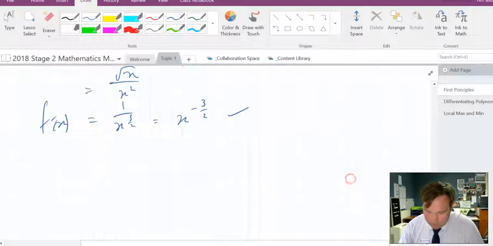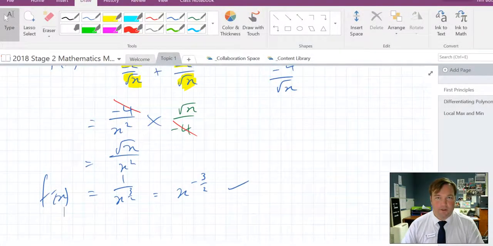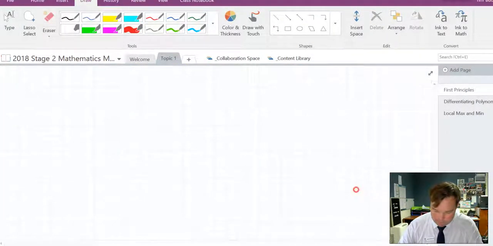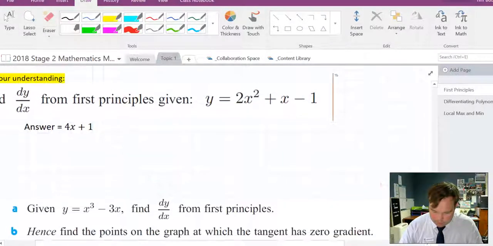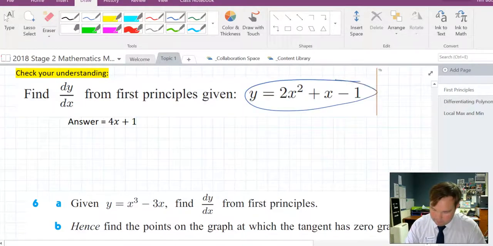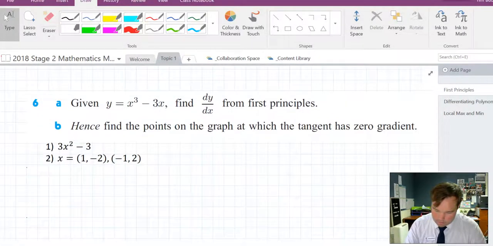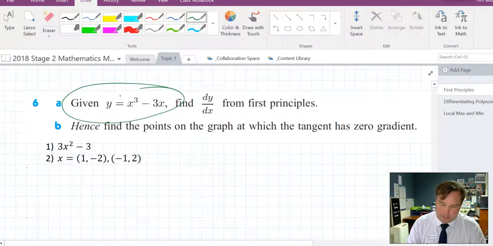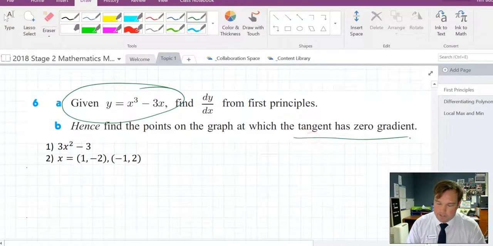So, hopefully that helps you with the homework sheet that I know you have, and should help you in class as well. Can you check your understanding by doing these? Use first principles to find dy dx of that. Then, use first principles, differentiate that, hence find when the tangent equals 0. So you'll need to solve a quadratic at the end there.